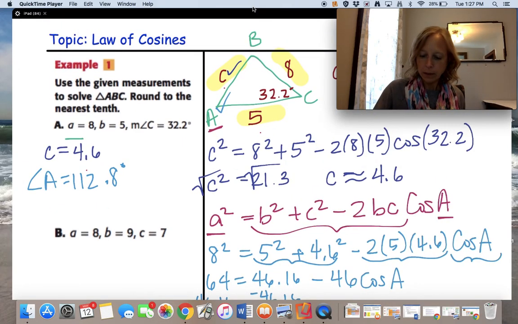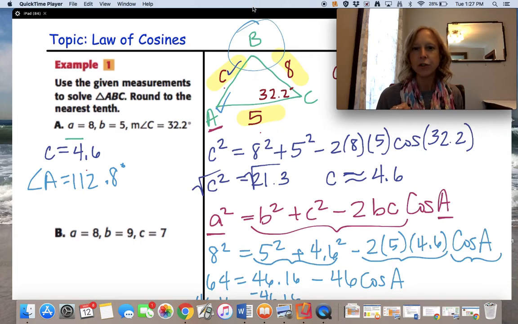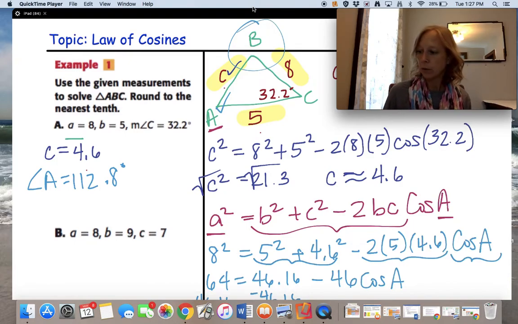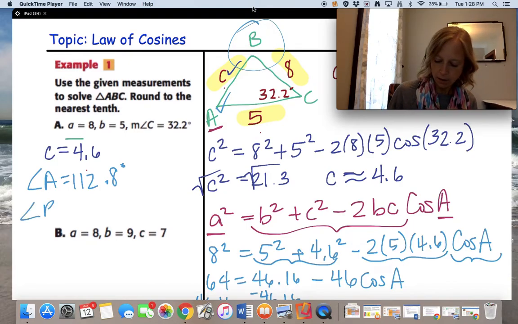All right, last thing we need is angle B. So that just brings us back to middle school. What do we know about a triangle? All three angles add up to 180. So let's just subtract from 180. So 180 minus 112.8 minus 32.2, and that gives us angle B equal to 35 degrees.